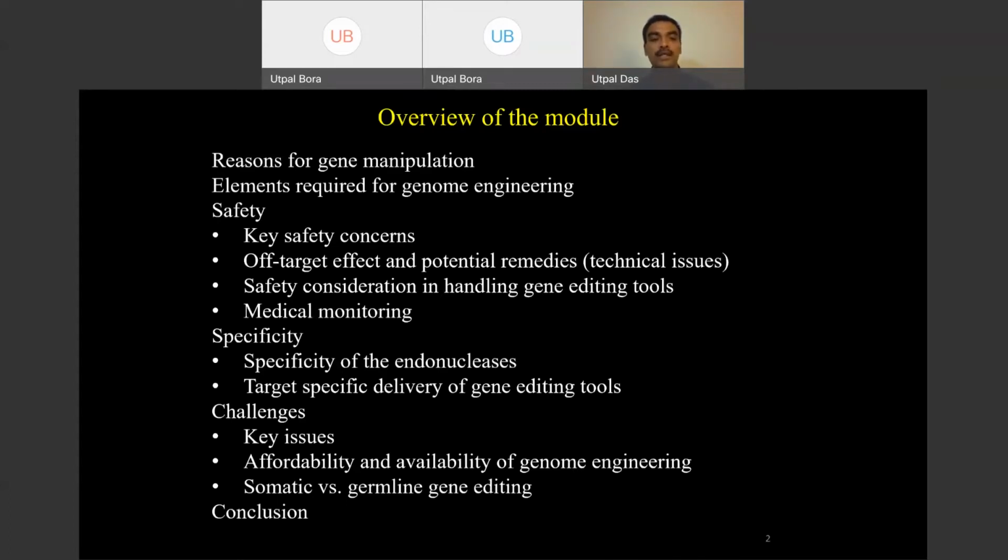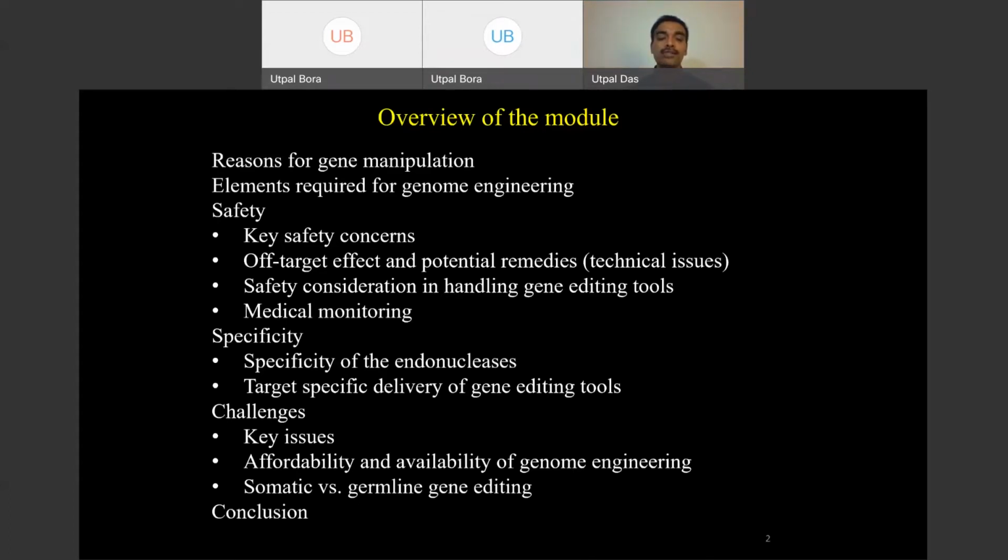So I'll discuss a little bit on specificity, especially with the endonucleases, and then a little bit on target specificity, or how we target a specific organ or a specific plant or a specific cell for genome editing. And then finally, and I think that is most important, the challenges we are facing right now, or the world is going to face after using these genome engineering tools. So we'll discuss key issues related to that, and then the affordability or availability of genome engineering across different populations in the world.